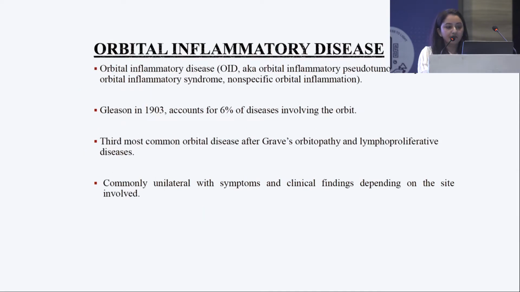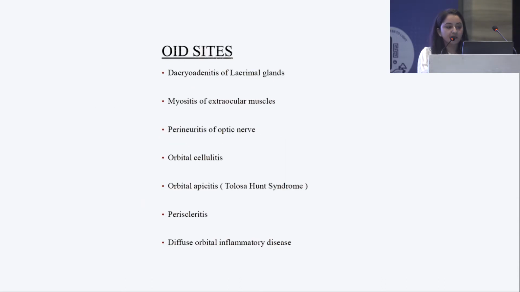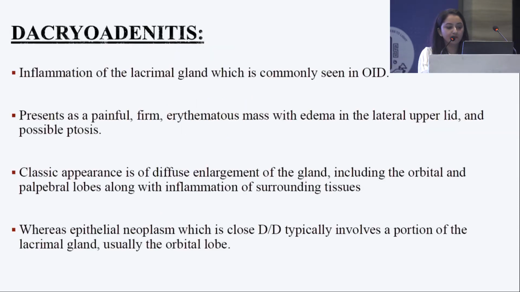Idiopathic orbital inflammatory disease, or pseudotumor, or IOID, is the third most common orbital disease causing inflammation after Graves' orbitopathy and lymphoproliferative diseases. The common sites for IOID are the lacrimal glands, the extraocular muscles, perineuritis of the optic nerve, orbital cellulitis, orbital apicitis, also known as Tolosa-Hunt syndrome, periscleritis, or diffuse orbital inflammatory disease. Coming to a brief about dacryoadenitis, it presents as a painful firm erythematous mass in the lateral upper lid, and there may be proptosis also.